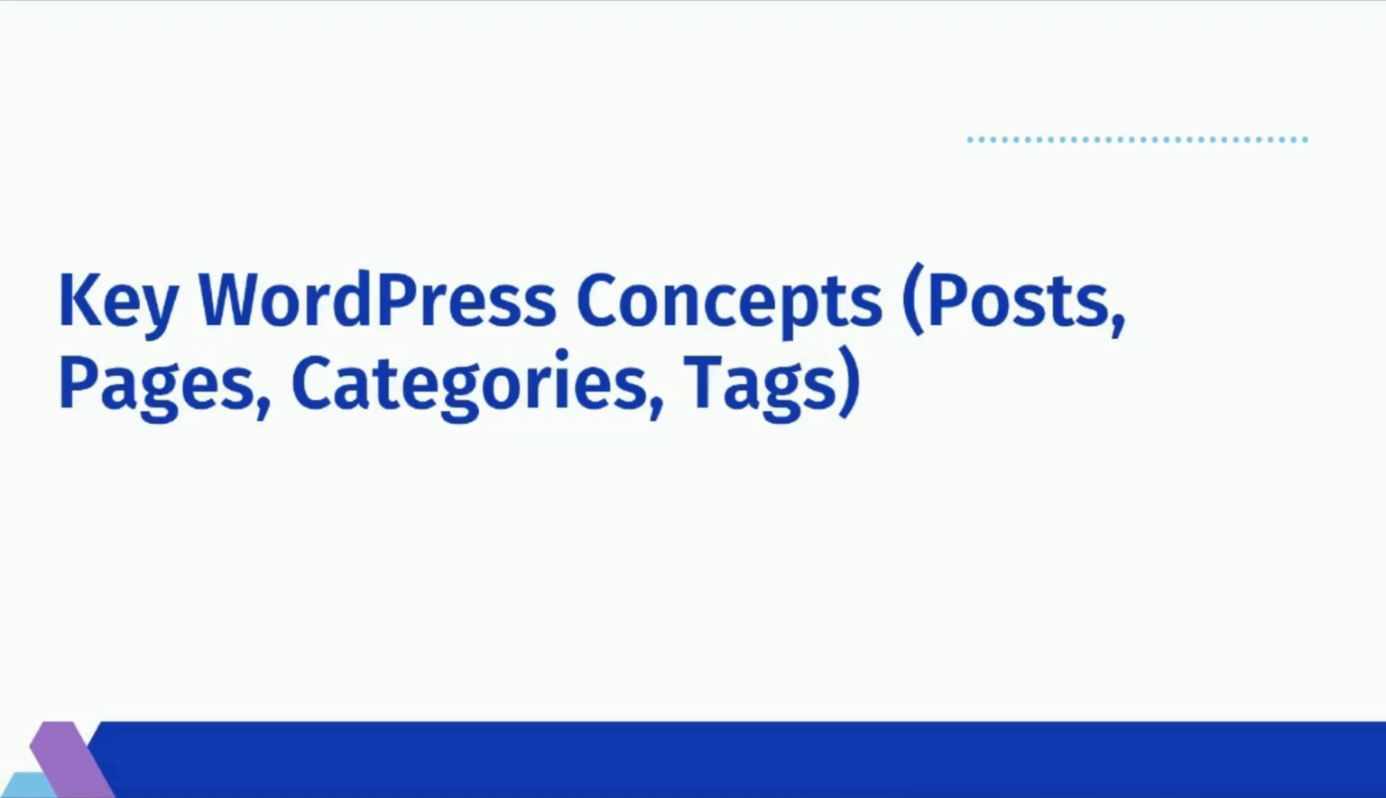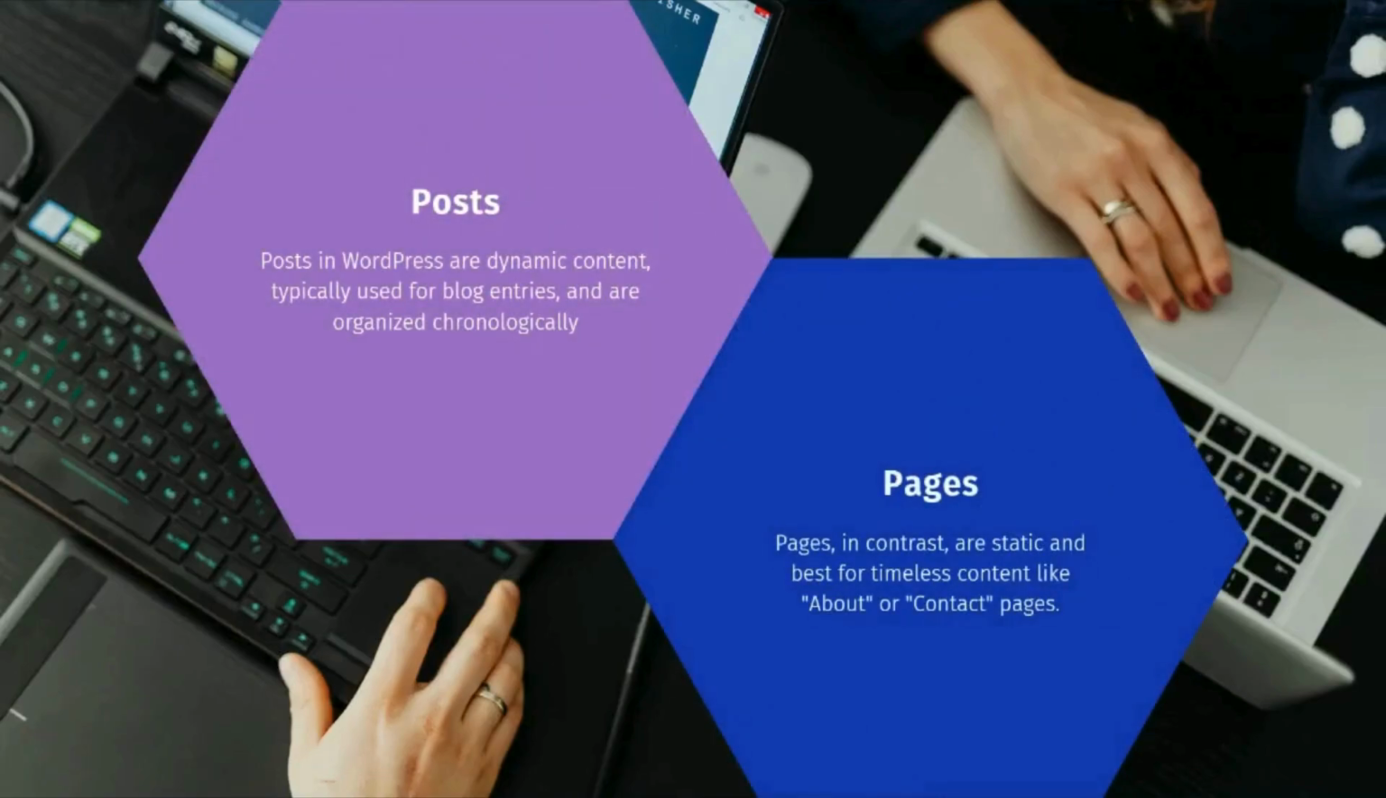Key WordPress concepts. They have four: posts, pages, categories, and tags. So these four are very important and commonly used. Posts in WordPress are dynamic content typically used for blog entries and are organized chronologically. Pages, in contrast, are static and best for timeless content like an about or contact page. So a post is for blog entries and a page is for a landing page.